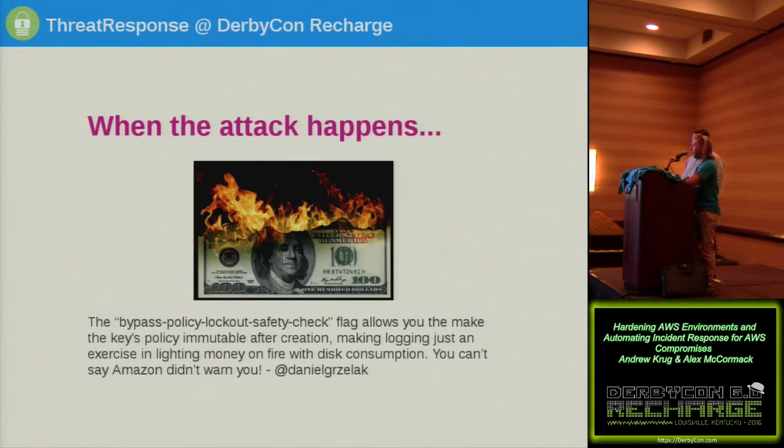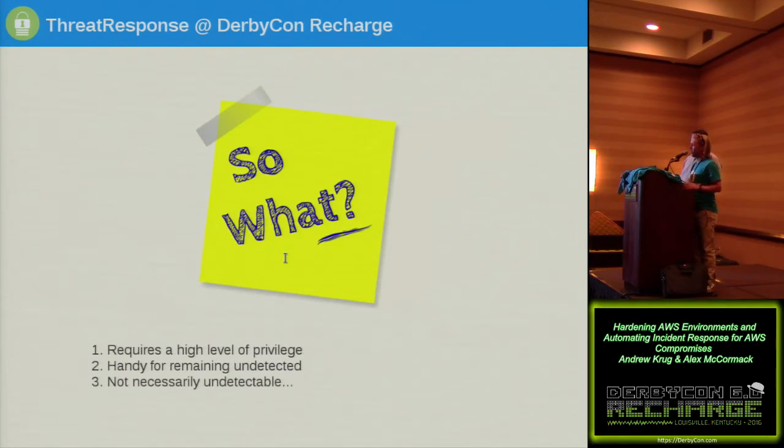You have to set this flag called bypass policy lockout safety check. Like, why is that even a feature? Why can I do this? It does come with a lot of warnings in the Amazon documentation, and that's like a big finger that says, hey, look here, hackers. You can use this to do some cool stuff. So what? This requires a really high level of privilege. But it is really handy for remaining undetected in the account if you happen to come across a set of high privilege keys. And it's also not necessarily undetectable.